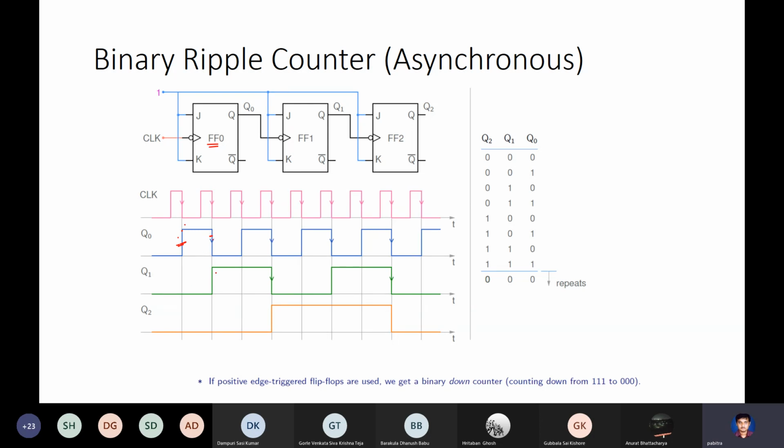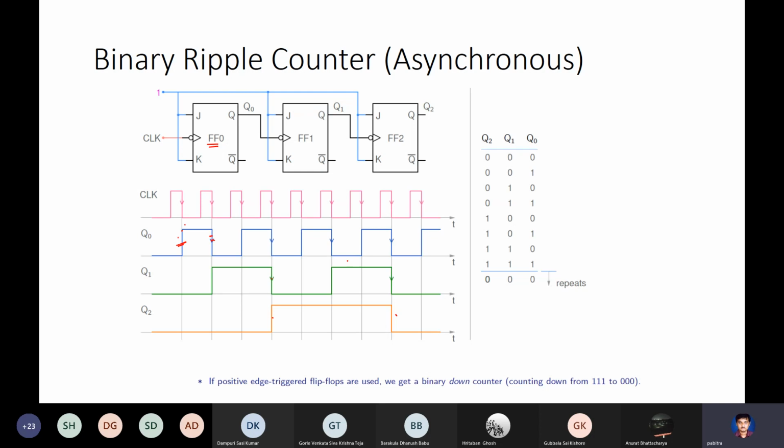Now what will happen to Q1? For Q1, the clock is Q0. So whenever there is a negative edge of Q0, only then Q1 will toggle. So Q1 will toggle here, again here, again here, and again here. Similarly, Q2 has Q1 as a clock, so it will toggle at the negative edge of Q1. It will toggle once here and once here. So these will be the waveforms.